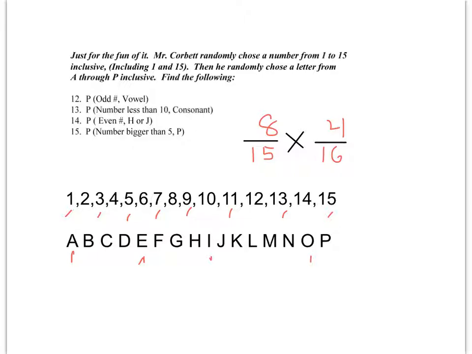So I have a 4 out of 16 chance of getting a vowel. Before I multiply, you got it, I'm going to cancel. Let's do 4 and the 16 is 1 and 4. I can now do the 4 and the 8. 4 and the 8 become 2 and 1. It looks like when I'm all done, I have a 2 out of 15 chance of getting an odd number and then a vowel. For the second one here, I need a number less than 10 and then a consonant.